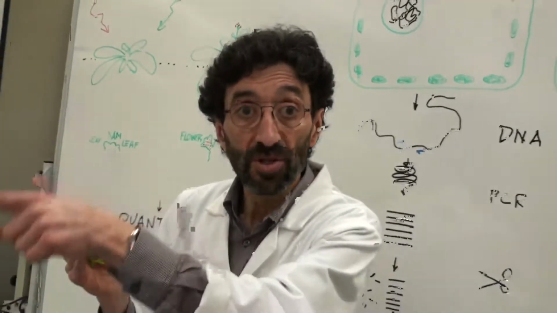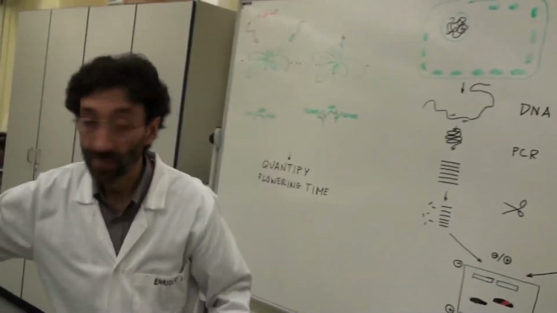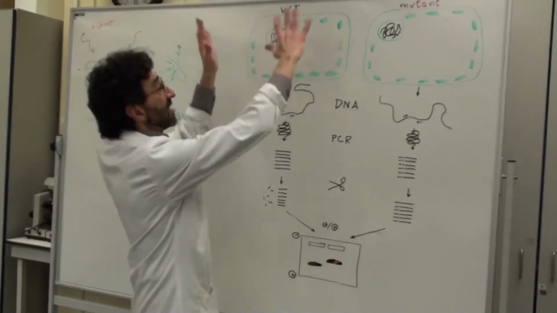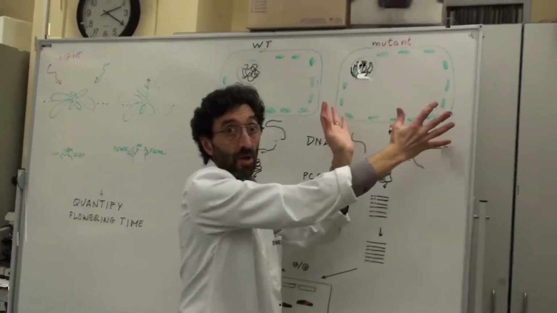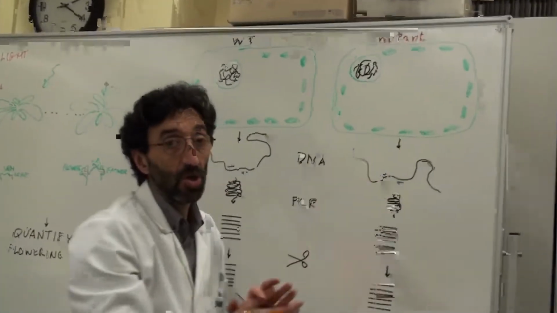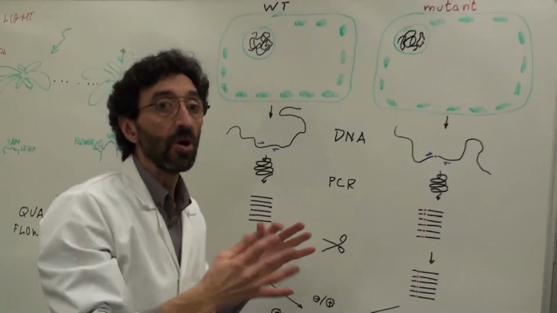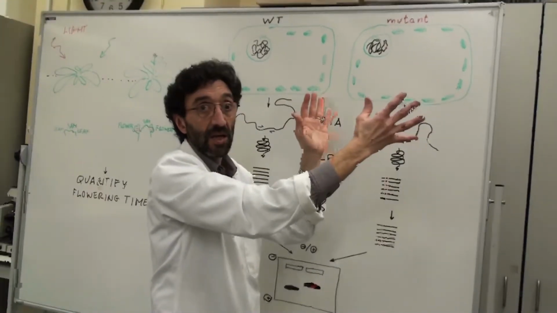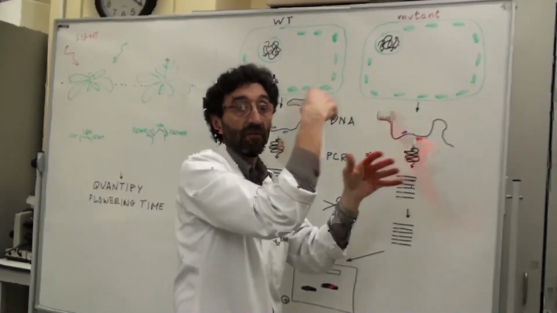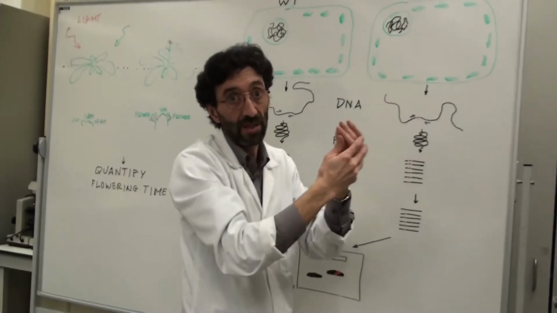The wild type, mutant A, mutant B. Let's imagine this is the wild type. These are cells of the wild type. These are cells of one of the mutants. What do we want to know? We want to know whether this mutant carries a mutation in the phytochrome gene or the cryptochrome gene. How can we do that?